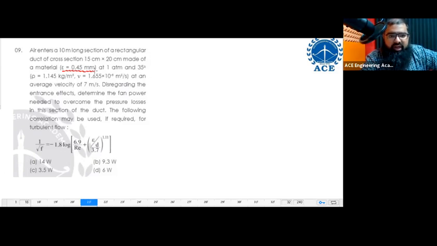At 1 atmosphere and 35 degrees centigrade, density, kinematic viscosity and average velocity are given. Disregarding entrance effect, I'll tell you the meaning later on. Determine the fan power needed to overcome the pressure losses in this section of the duct. The following correlation might be used. This equation over here is Haaland's equation.